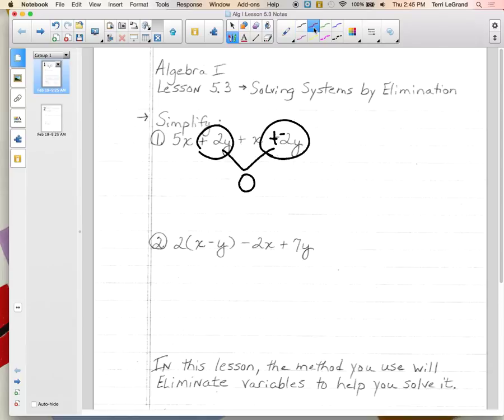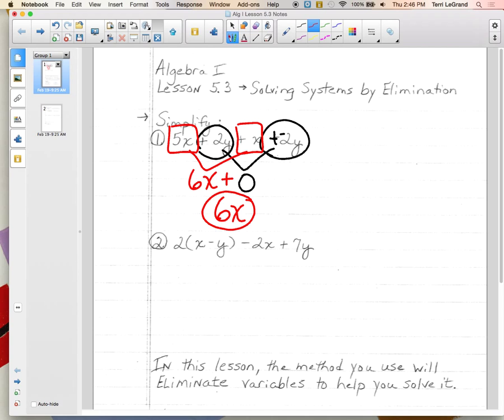And then the 5x and the x, that is the third term, they can be combined, and what do they become? 6x. Okay, so we have 6x plus that 0, and 6x plus 0 is 6x. So what ended up happening? What eliminated? The y's eliminated, didn't they?